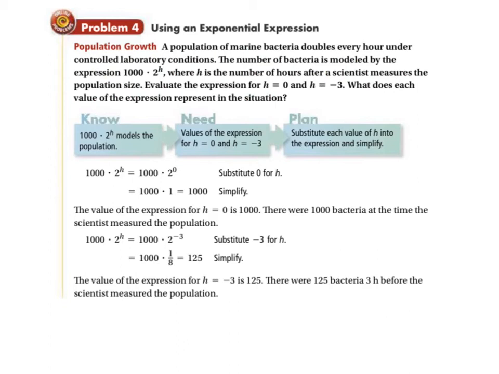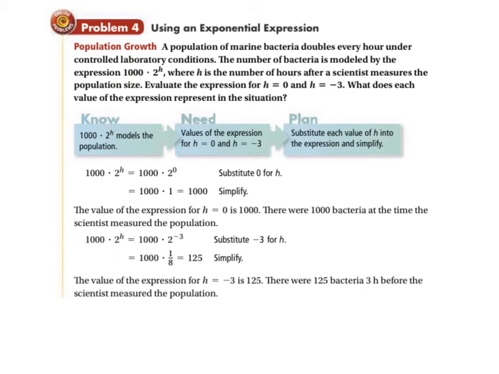So here's the idea. Maybe you figured this out. Technically, I'm starting with 1,000 because if I put in 0 hours, 2 to the 0 power is 1. Right? And 1 times 1,000 is 1,000. So at 0 hours, I start with 1,000, I don't know, microbes, whatever they are.